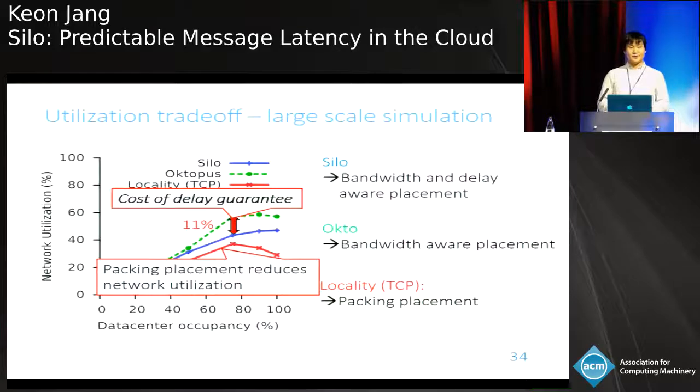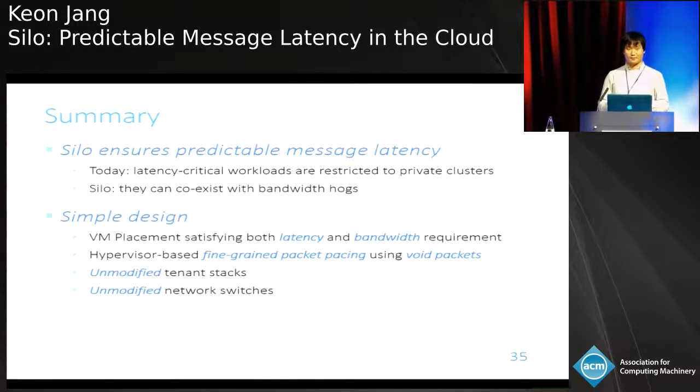So to summarize, we developed Silo, which ensures predictable message latency. Unlike today's cloud, where latency-sensitive workloads will suffer from the bandwidth-hungry tenants, Silo can enable them to coexist and still give predictable network performance for a wide range of applications. And we developed several techniques to enable this: VM placement that is aware of both bandwidth and latency guarantees, and fine-grained software pacing. And Silo does not require changes to the network or tenant stack to get the predictable network performance.